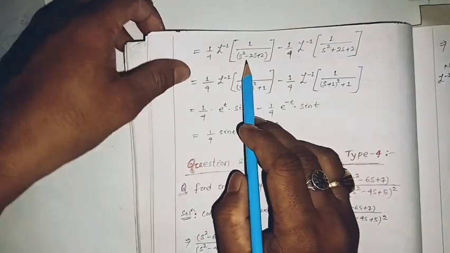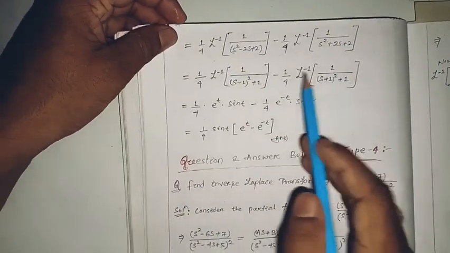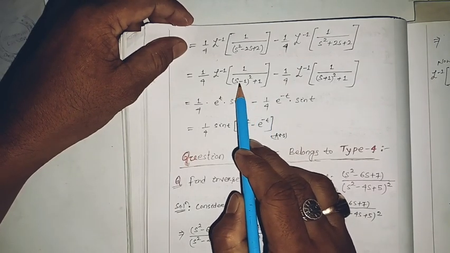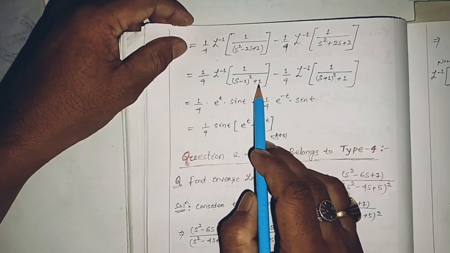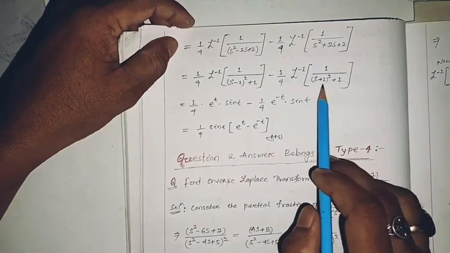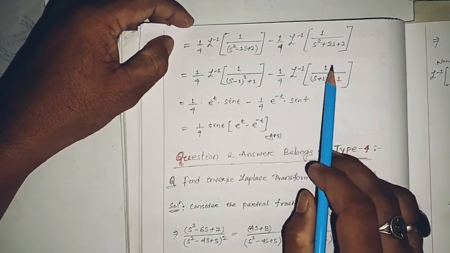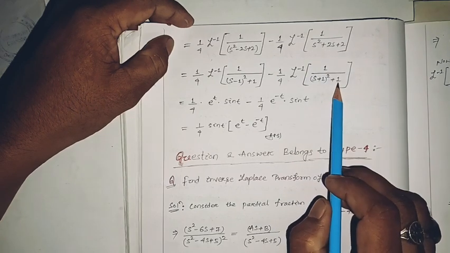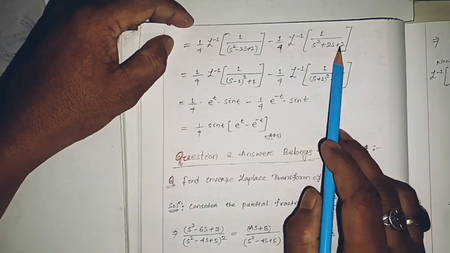So this s² - 2s + 2 can be written as (s - 1)² + 1. (s - 1)² means s² - 2s + 1, here plus 1 plus 2 is there. So the other can be written as (s + 1)² + 1. Here you can see (s + 1)² will be s² + 2s + 1, and another 1 will be added up and it will be 2.